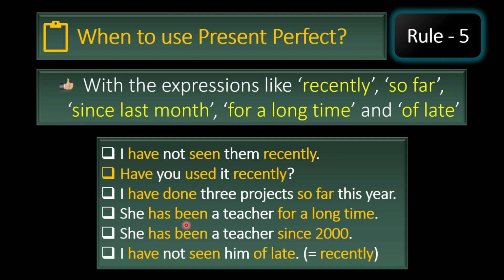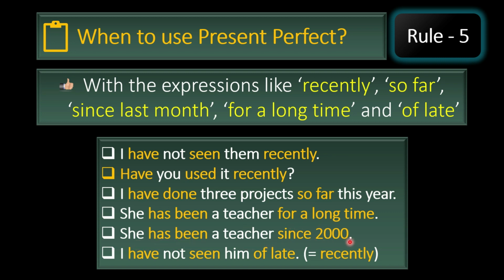Here I have used a stative verb, be form, been. Be was verb past form, been past participle, that is verb 3. So has plus verb 3, present perfect tense. She has been a teacher for a long time. She has been a teacher since 2000.